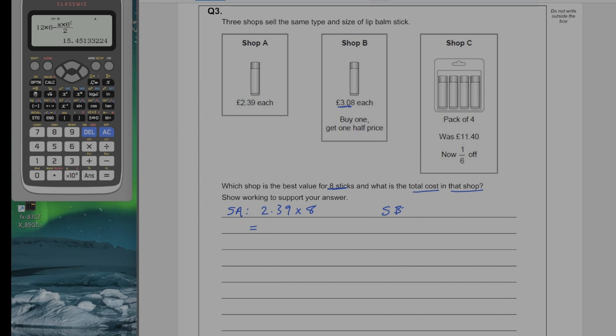And that will give me 2, so I'd need to times by 3. So if I do 3.08 times by 1.5, that would be my deal for getting 2. That would be the price I paid for 2. And I want 4, so I need to times that by 4.